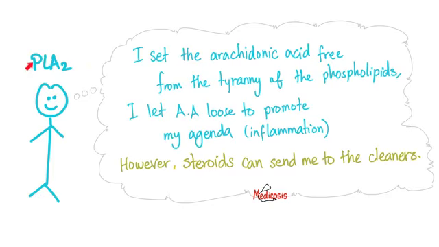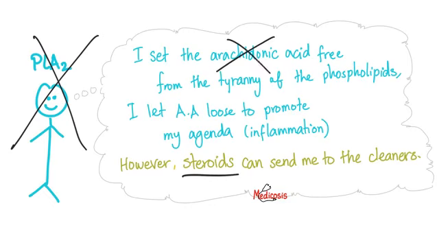Now let's talk to phospholipase A2 enzyme. The enzyme says, I set the arachidonic acid free from the tyranny of the membrane phospholipids. I let the arachidonic acid loose to promote my agenda of inflammation. However, corticosteroids or glucocorticoids can take me to the cleaners, because corticosteroids inhibit phospholipase A2 and therefore inhibit the formation of arachidonic acid, and that's why corticosteroids are anti-inflammatory.